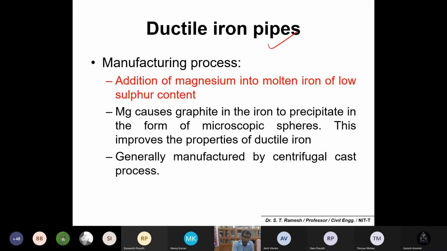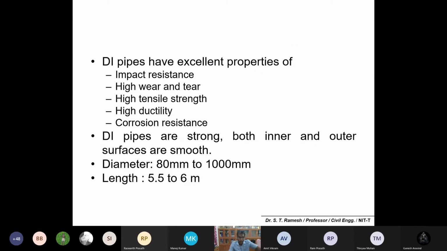One thing is that during manufacturing, they may add magnesium. Please make a note. They may add magnesium into molten iron of low sulfur content. This magnesium causes graphite in the iron to precipitate in the form of microscopic spheres, and these microscopic spheres improve the properties of ductile iron. This is important. This addition of magnesium into the molten iron with low sulfur content, you can simply call ductile iron pipes.